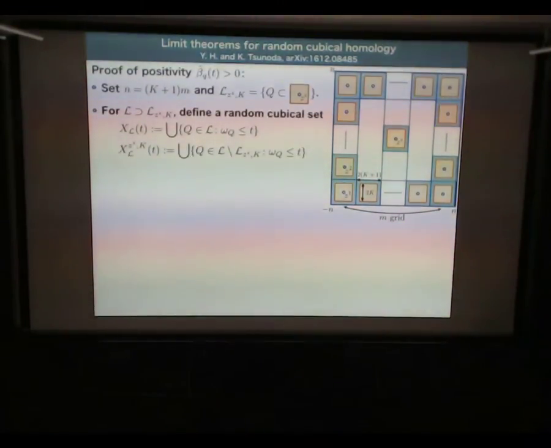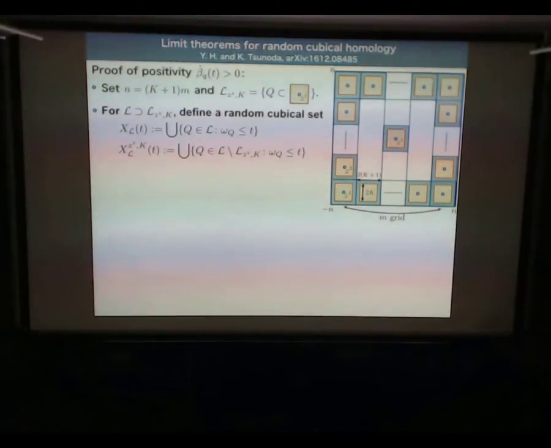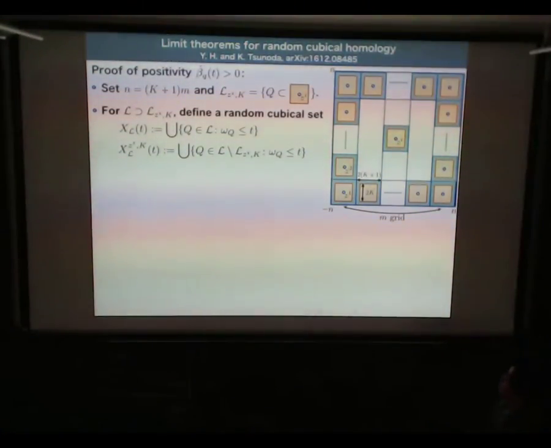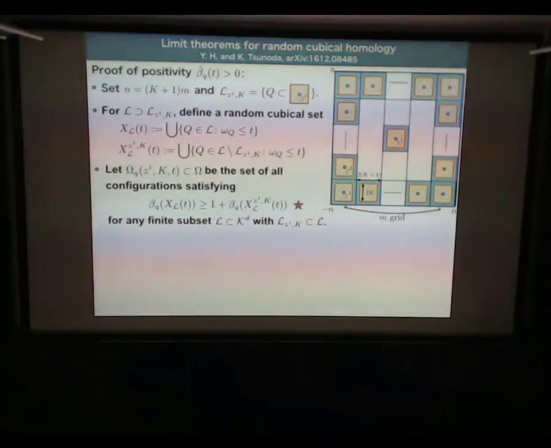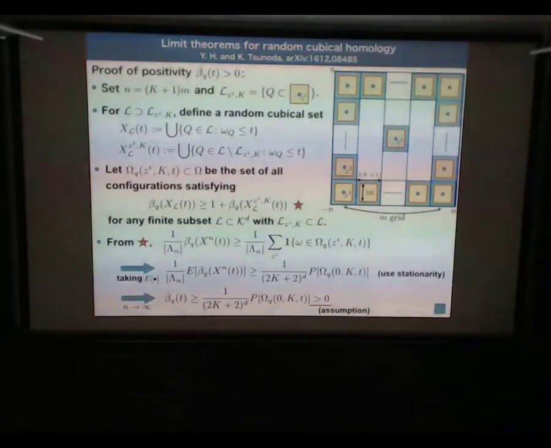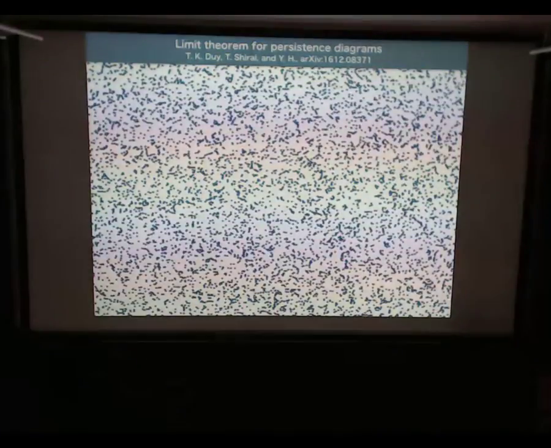And I planned to explain the positivity proof, but because of the time restriction, I will skip it. Okay, so this is the first part of my talk.